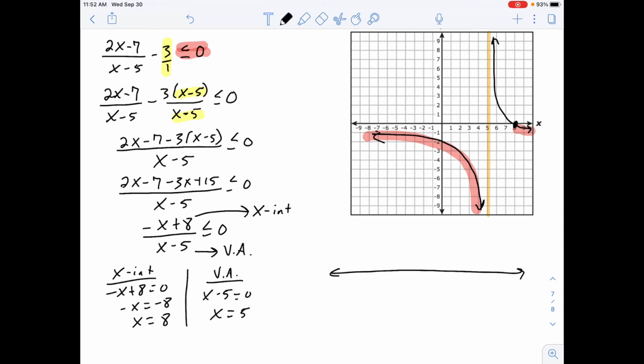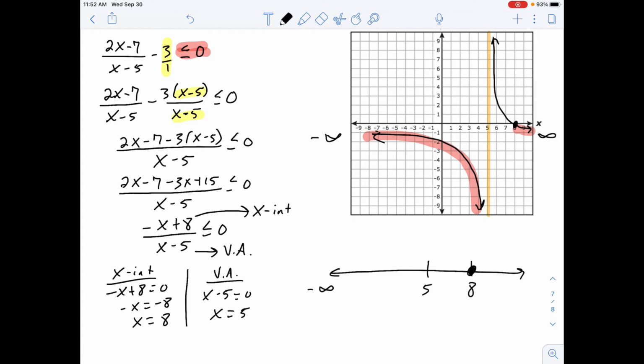That'll help us out a lot. This is all the way negative infinity, and this is all the way to infinity. And this over here is negative infinity. And then we have 5, and then we have 8, which is a closed circle, or including the value there. And that's pretty much it.